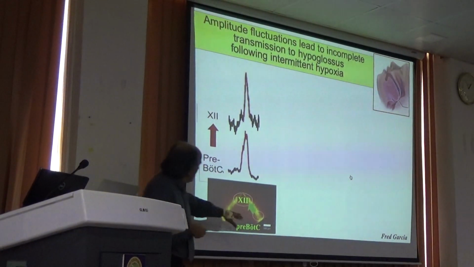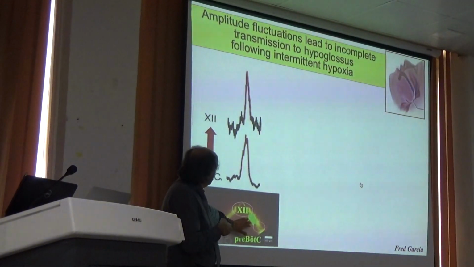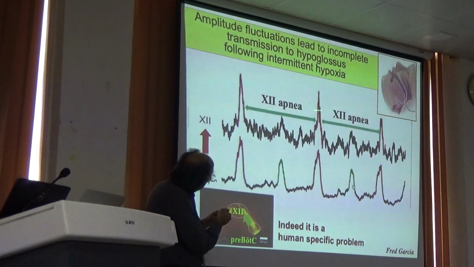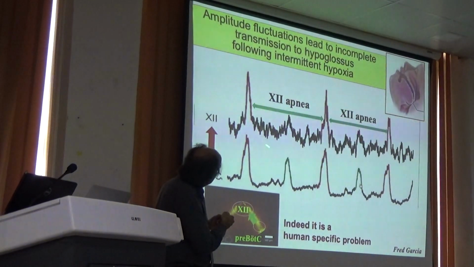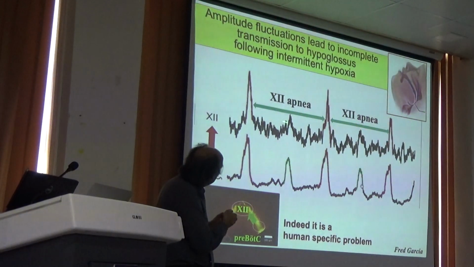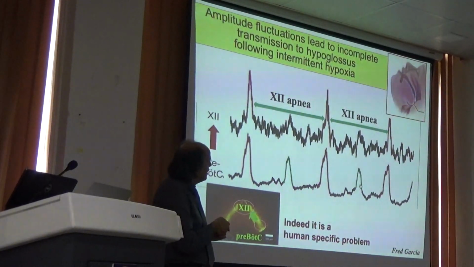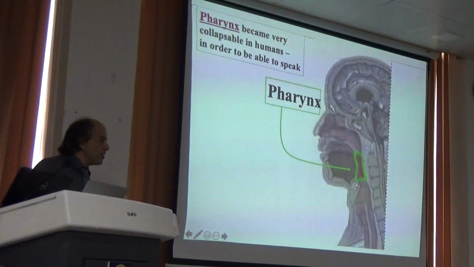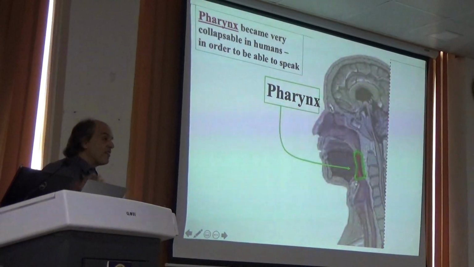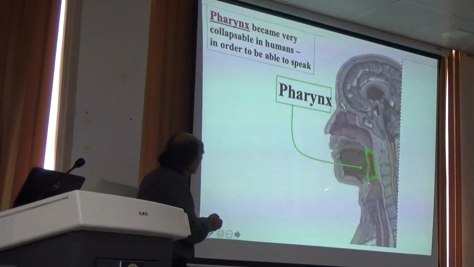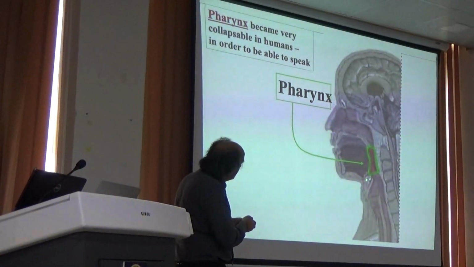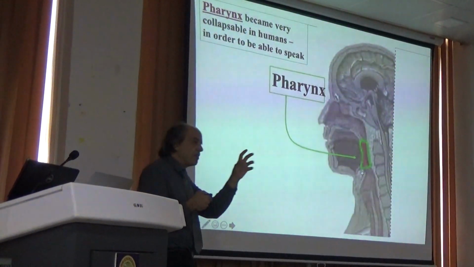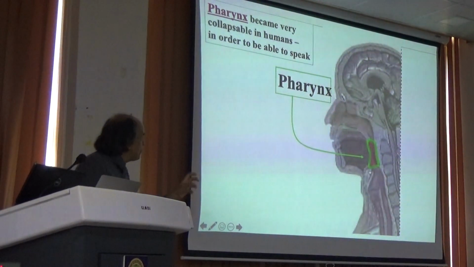So now, when this network is weaker, it doesn't transmit enough signals to the hypoglossus, so you get failure to drive the hypoglossus. Even though your breathing continues, you don't drive your tongue, and this becomes a huge problem, and it becomes a huge problem because we're humans. A pig doesn't have that problem, but a human has a problem because we developed speech, and in order to be able to speak, our pharynx is very collapsible. So we have a very collapsible pharynx.